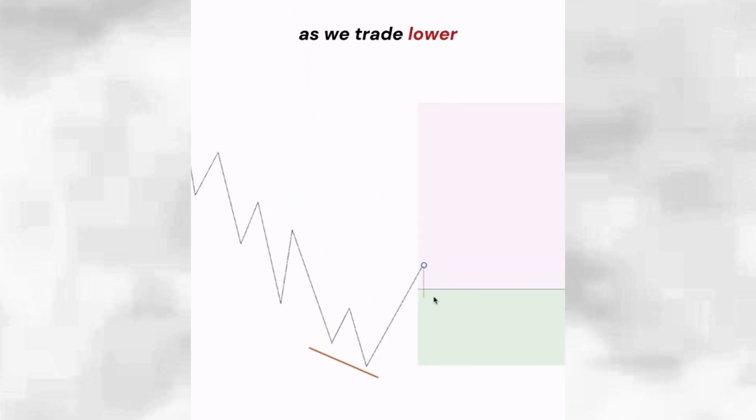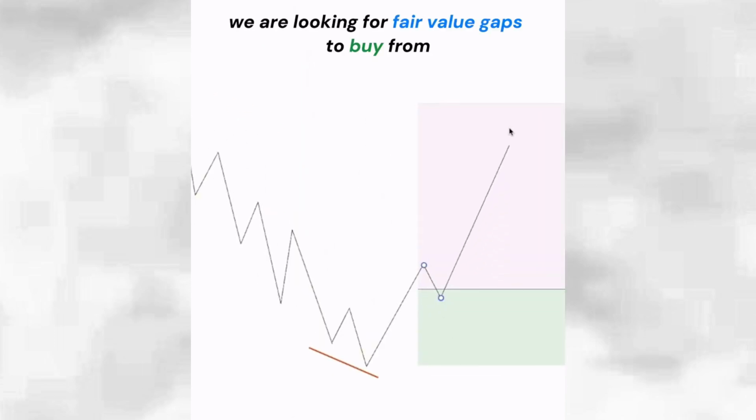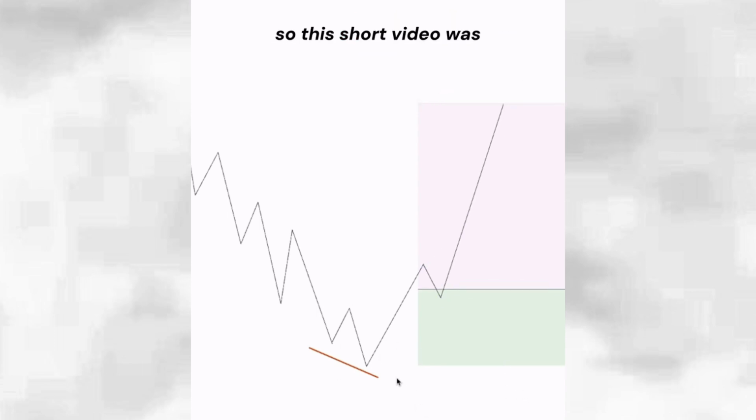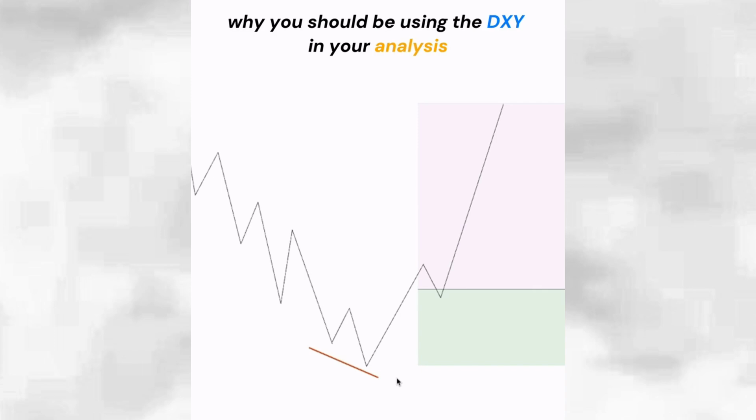As we trade lower, we are looking for fair value gaps to buy from to target the buy side liquidity, and our stop losses below the SMT. So this short video was why you should be using the DXY in your analysis.